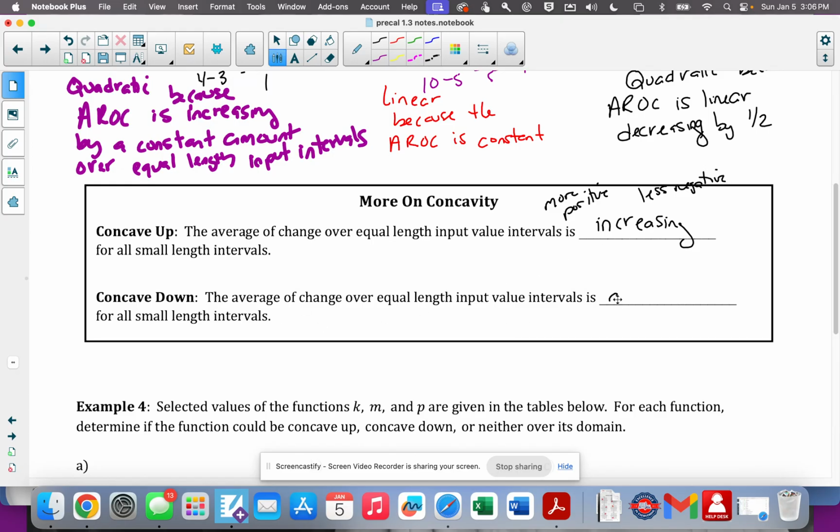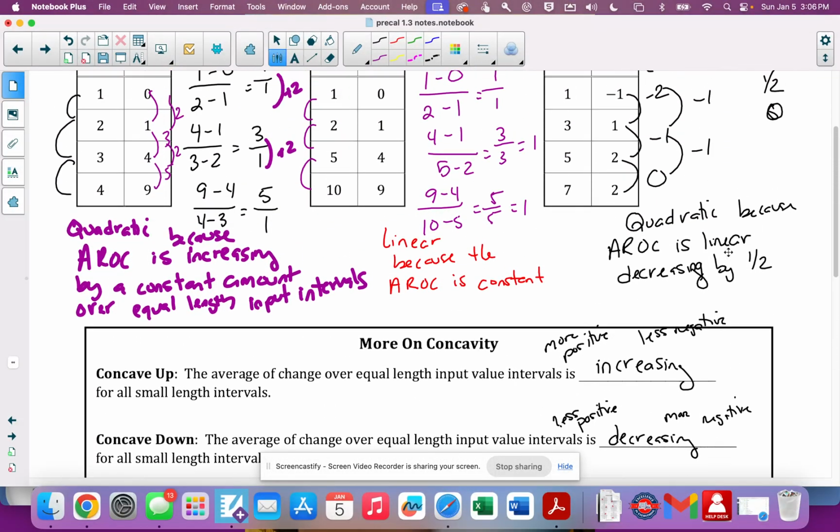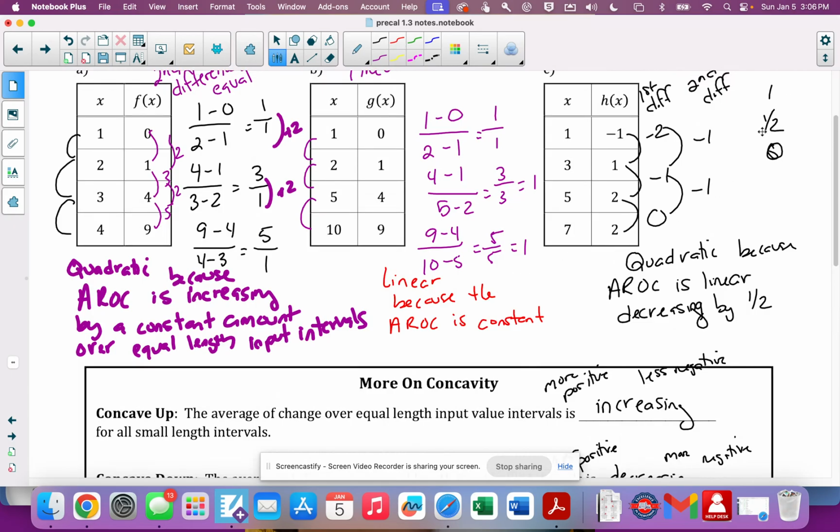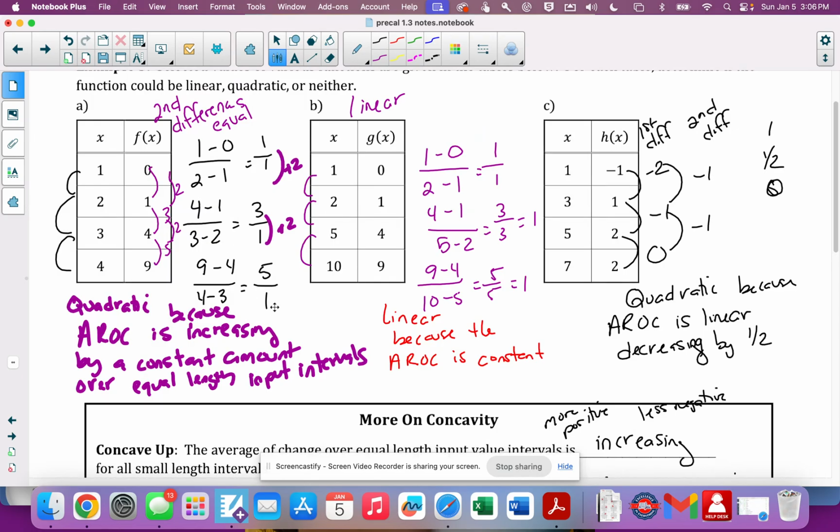For concave down, it means that the average rate of change is decreasing. What does decreasing mean? Decreasing means less positive or more negative. So that being said, right here, your average rate of change is decreasing. So this part of the function right there, that quadratic would be considered concave down. This one, A, because your average rate of change is increasing by a constant amount, it's increasing by 2 every single time, that means A would be concave up.